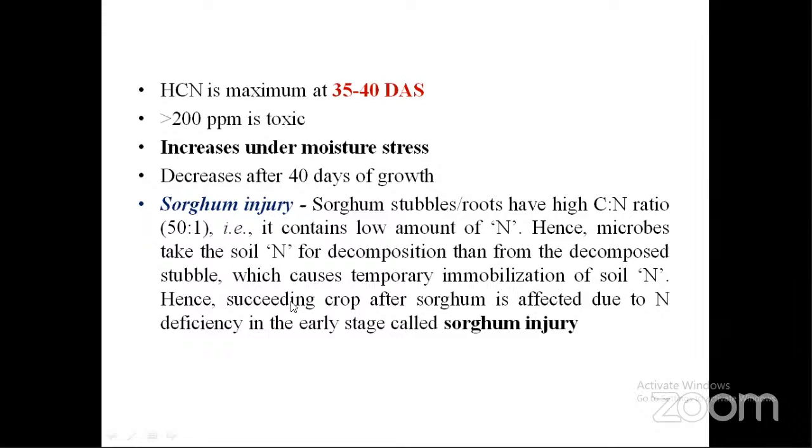Suppose at the same time you grow the next crop in the same field, the succeeding crop suffers from nitrogen deficiency. So to avoid this, we should go for an extra 25% application of nitrogen to avoid the sorghum injury for the succeeding crop. Suppose in Kharif we have grown sorghum and in Rabi we are growing chickpea. The chickpea will suffer from nitrogen deficiency because of the sorghum injury. So we should apply 25% extra nitrogen for the chickpea crop.